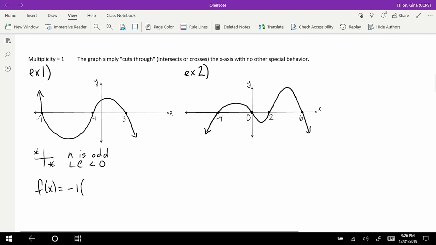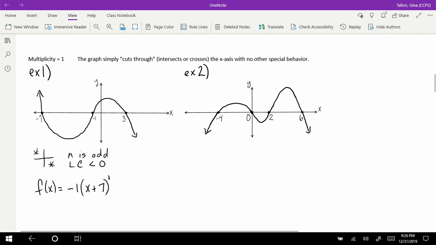But negative 1, if I have x equals negative 7 as one of my roots, then I have to have x plus 7 as one of my factors. And since this graph is simply cutting through the x-axis, the multiplicity of that root is a 1. The multiplicity of the root is the number of times you're going to see that factor occur, so x plus 7 is to the first exponent.